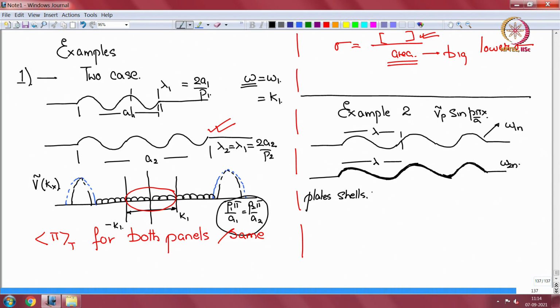Now if you recall your vibrations of plates and shells, the natural frequency comes out as a square root of D over rho h. And D carries your E h cube by 1 minus nu square, etc. So it carries an h cube in it. So this h and that h cube becomes h square, and once you bring it out of the square root, this h comes out and other terms remain. So natural frequency is proportional to the thickness of the panel. So for the same lambda, omega 2n is bigger than omega 1n.